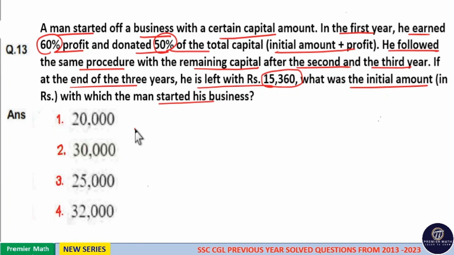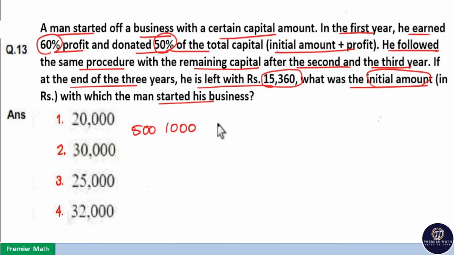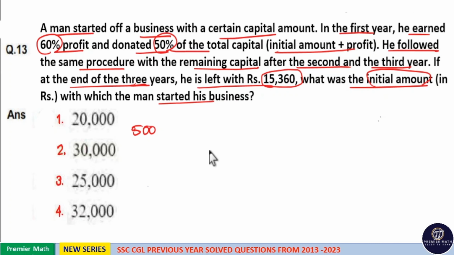I'll take the initial amount as 500 rupees. You can take it as 500 or 1000 rupees. But if you take it as 100 rupees, it will be difficult for you to calculate it for 3 years. So just take 500 or 1000.